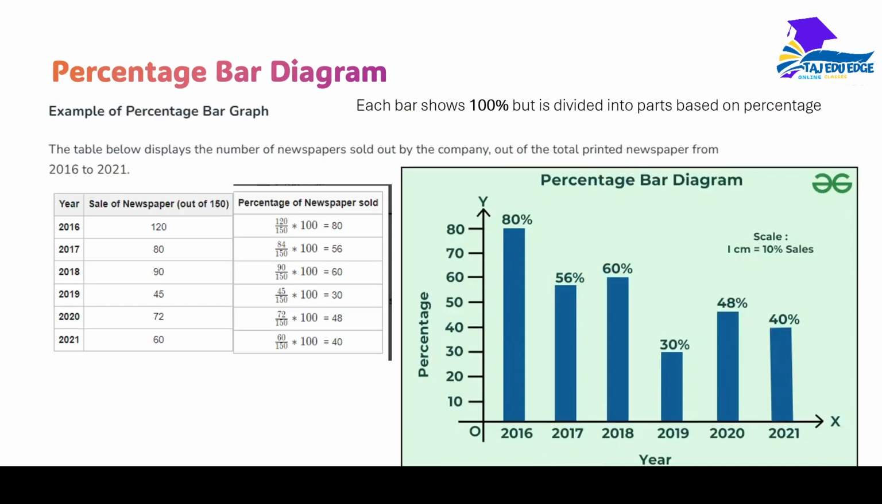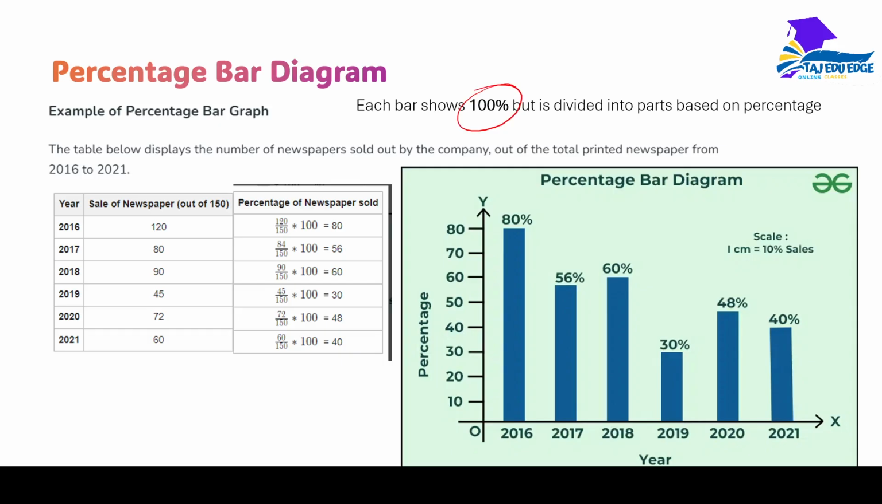Next, percentage bar diagram. With this diagram, you can easily understand that instead of showing the number, you can show it in terms of percentage. Each bar shows 100% but is divided into parts based on the percentage. Let's take an example here. Example of a percentage bar graph.